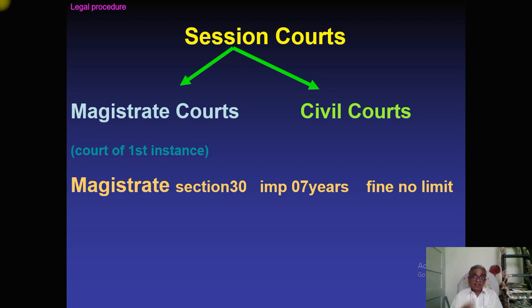Imprisonment up to 7 years. Magistrate Section 30 can award imprisonment up to 7 years and fine no limit. 7 साल तक वो किसी को कैद कर सकता है और जुर्माने की इसकी कोई लिमिट नहीं है.